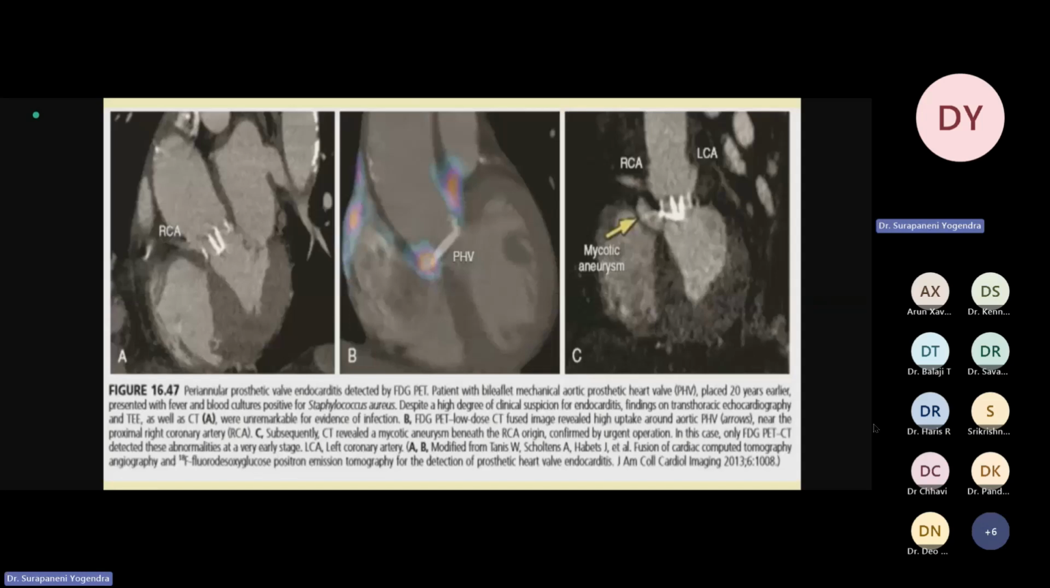The image shows periannular prosthetic valve endocarditis detected by FDG PET. A patient with a bileaflet mechanical aortic prosthetic valve, placed 20 years earlier, presented with fever, and blood cultures were positive for Staph aureus. Despite high clinical suspicion of endocarditis, findings on transthoracic and transesophageal echo were unremarkable for evidence of infection. 18 FDG PET CT fused image revealed high uptake around the aortic prosthetic heart valve near the proximal right coronary artery. Subsequent CT revealed a mycotic aneurysm beneath the RCA origin, confirmed by urgent autopsy.